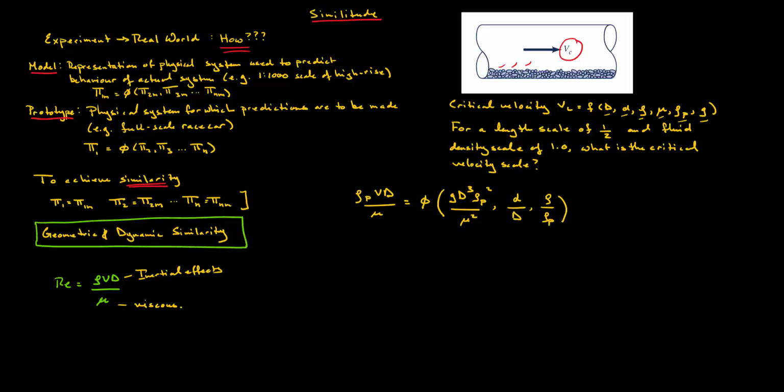Okay? All right. So we are given a length scale of 1/2 and a fluid density scale of 1. And we're asked to find the critical velocity scale, meaning we're trying to find this critical velocity Vc for the prototype over Vc for the model.